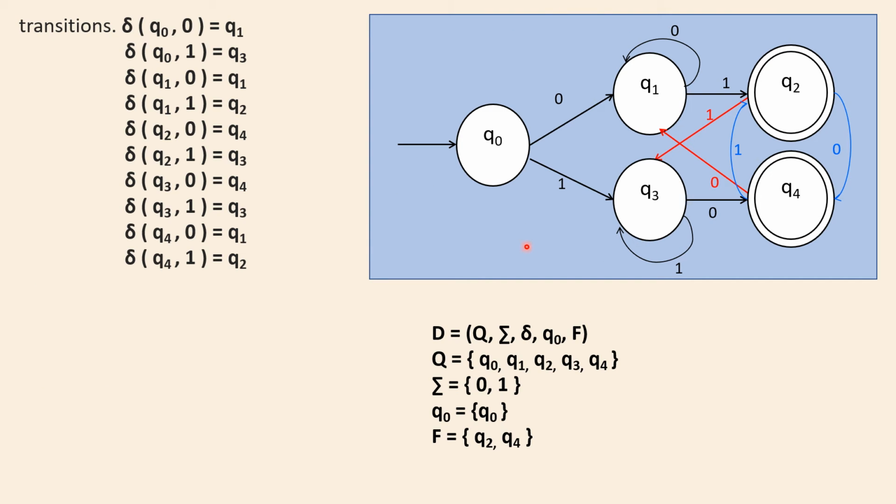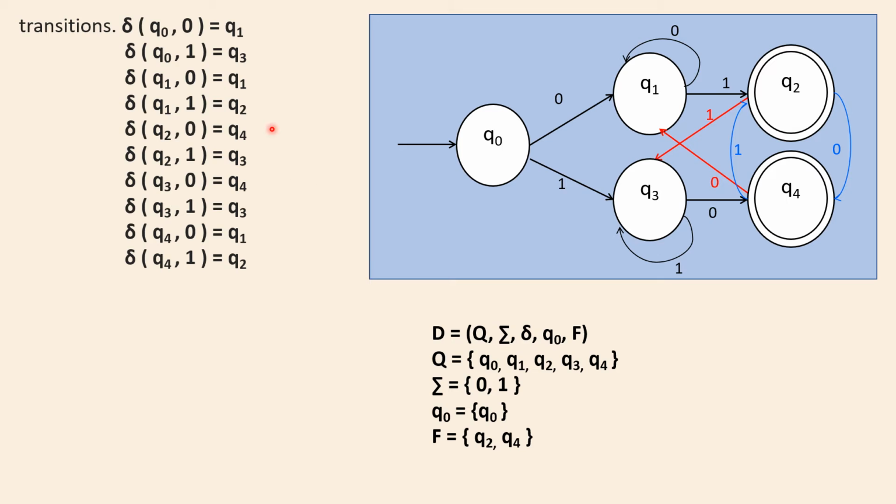So we have the completed DFA. The mathematical representation is Q for all the states. I have Q0, Q1, Q2, Q3 and Q4. These are all my states. The input alphabet is 0 and 1. The start state is Q0 and the final states are Q2 and Q4.